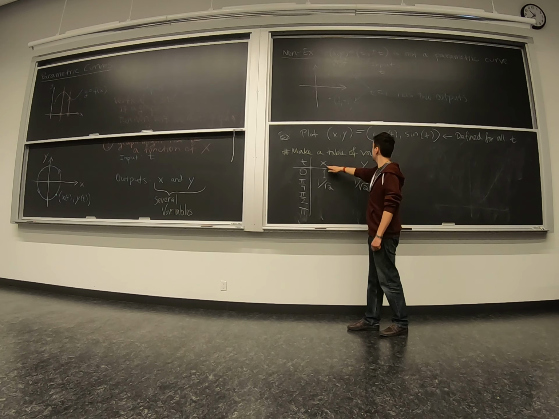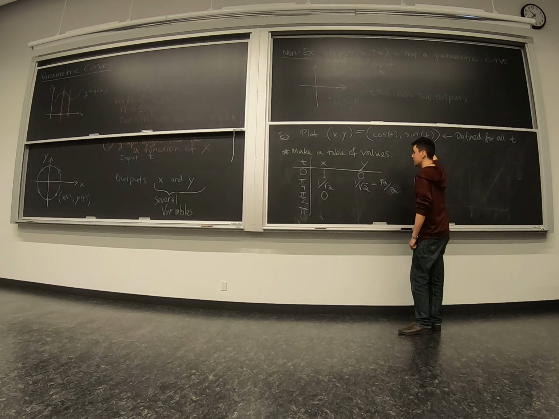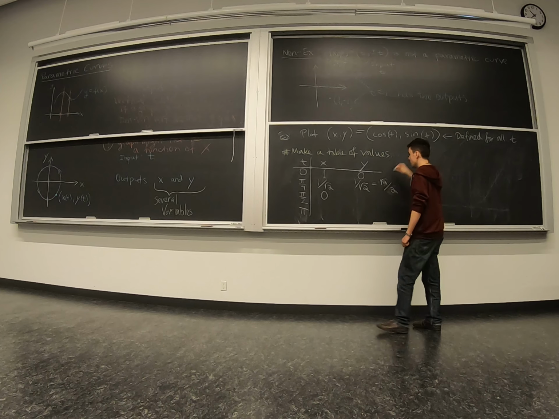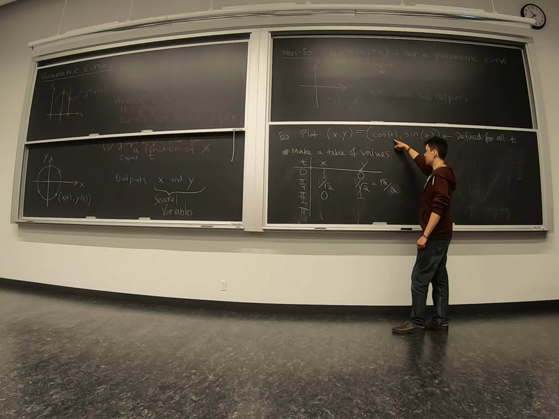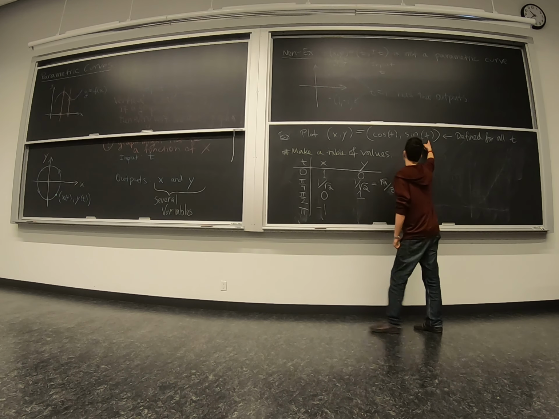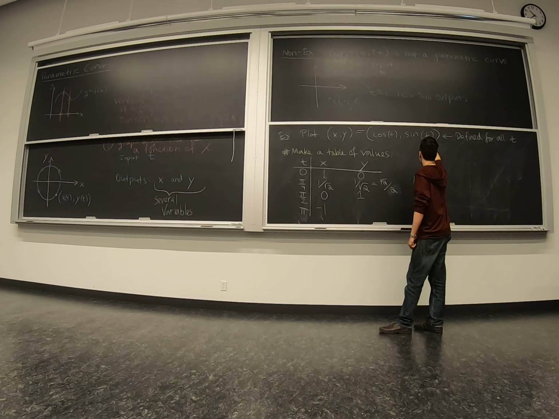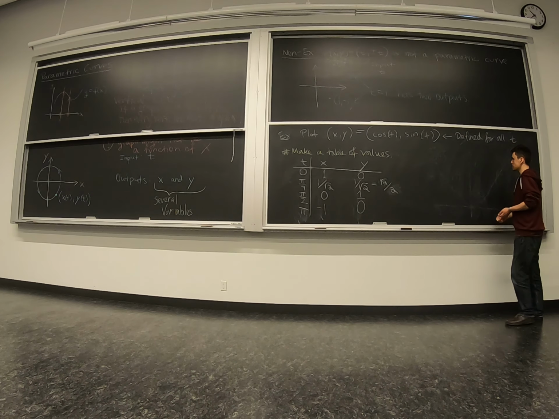So cos of pi by 2 will give us 0. Sine will give us 1. Pi will give us -1. Sine pi will be 0. Okay.